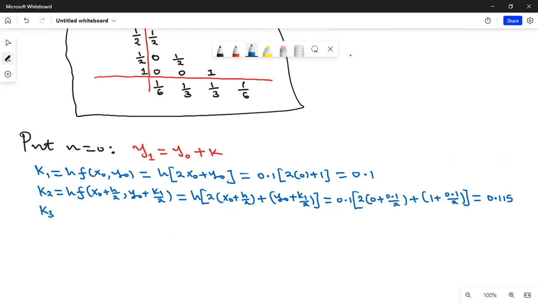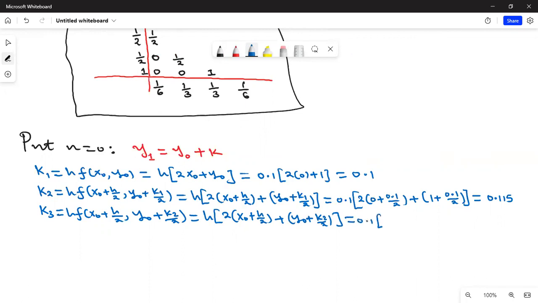Proceed. K3 is h f of x naught plus h over 2, y naught plus k2 over 2, which is the same as h twice of x naught plus h over 2 plus y naught plus k2 over 2. Substitute the values: that's 0.1 for h, twice of 0 plus 0.1 over 2. Our y naught is 1 plus k2 is 0.115 over 2. When you press in your calculator, you need to get 0.11575.